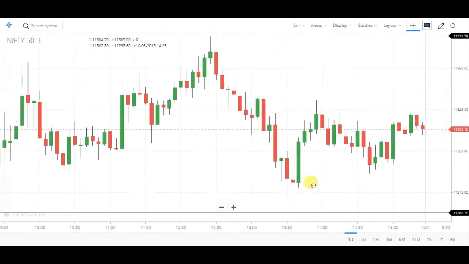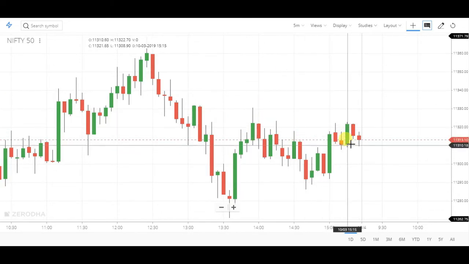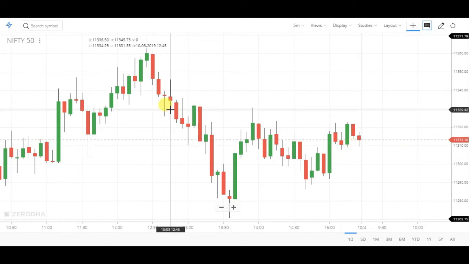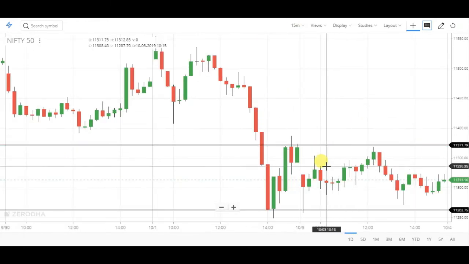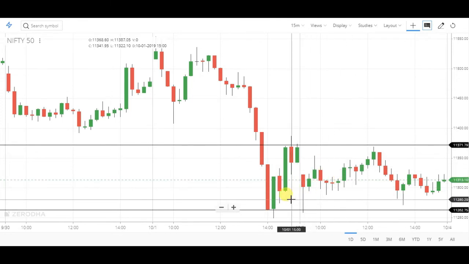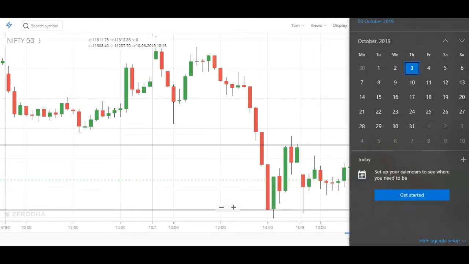And again over here Nifty tries to go up, but it couldn't sustain, and finally Nifty closed at around 11,313. So for the whole day Nifty was moving in this particular range. The range was 11,370 to 11,260. So now let's go to the option chain and we'll try to find out support and resistance for the 4th of October.